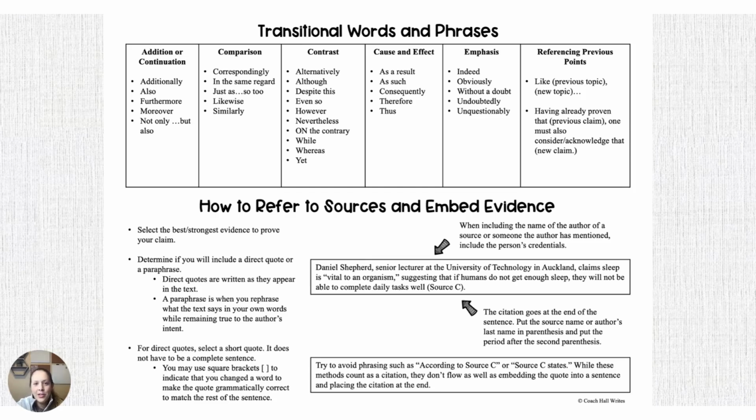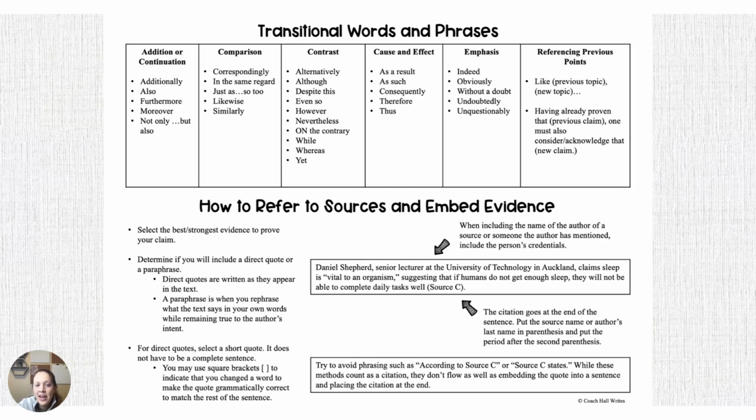Here is a picture of a handout that I give my students to help them with synthesis essays. I wanted to tell you some of the tips that I give them. One is to make sure that you're selecting your best or strongest evidence to prove your claim. If you're going to include a direct quote, make sure that you're copying it exactly as it appears in the text. And like I said before, if you need to make changes, you can use those square brackets to indicate that you changed a word, like maybe a verb or a pronoun, to make it grammatically correct for the sentence. But other than that, we want to leave it as is.